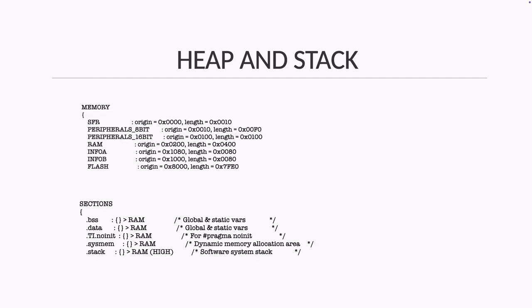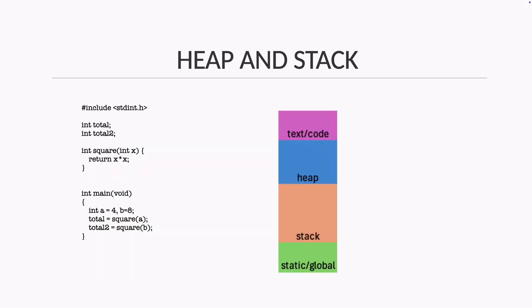The memory and sections are defined in the linker script. Here are some examples of the linker script. The memory sections are defining their origin and length. Then the sections are defined, assigning a memory to each section. This is how the linker knows where to put each variable depending on the data type you use.